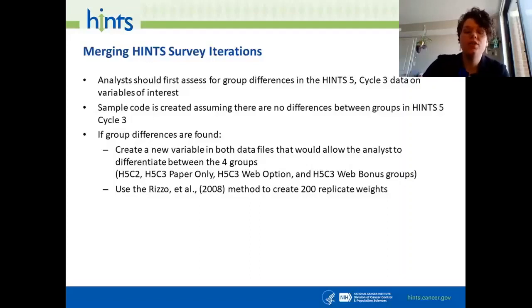And you would then create your replicate weights using what we have started calling the Rizzo et al. 2008 method, or the Rizzo method, to create your 200 replicate weights. I do also want to point out that if you're combining more than 2 iterations of HINTS, then you would need an additional 50 replicate weights for each additional cycle. And you would also need to be able to differentiate between each additional cycle in your new variable.